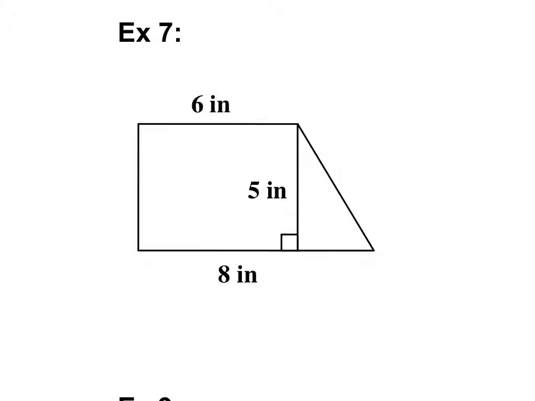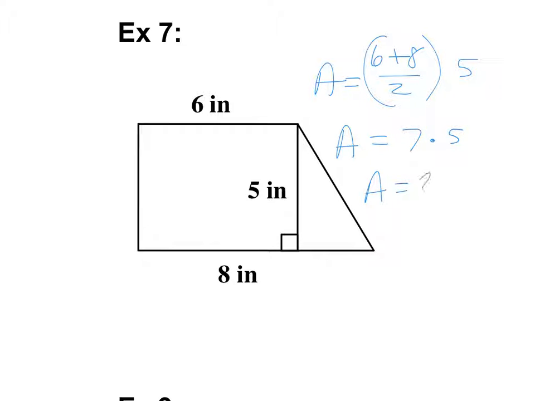For this example 7, we're going to find the area of this trapezoid. It's going to be base times height, but it's the average base. So we're going to add 6 plus 8, divide that by 2, and multiply that answer times 5. So the average base times the height. 6 plus 8 is 14, divided by 2 is 7, times 5. So the area for this is 35 square inches.